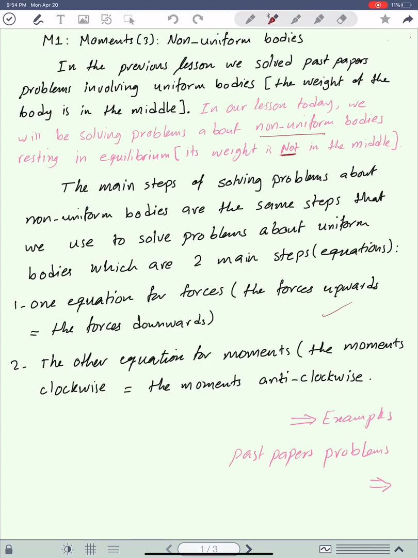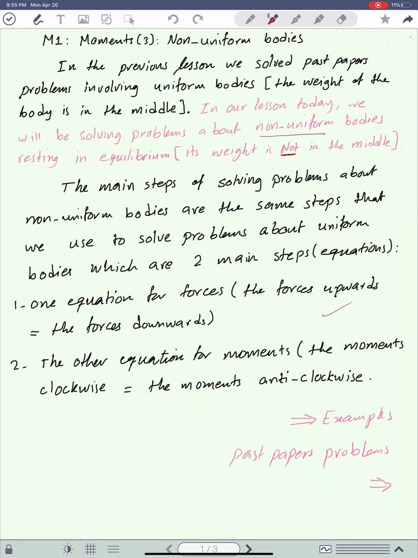All right, we finished the last part, the second part of moments. We are in the chapter of moments, and we finished part 2, solving problems about uniform bodies in equilibrium. Today we are finishing the chapter of moments by solving two past paper problems involving non-uniform bodies resting in equilibrium.